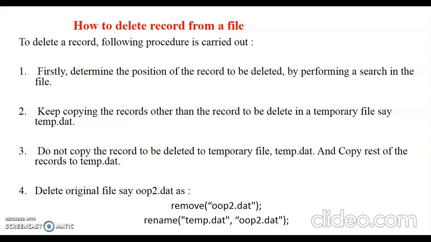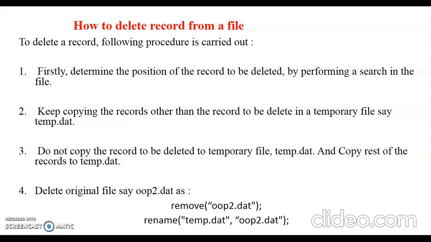And finally, let's say the original file name is OOP2. Delete this original file and rename temp.dat to OOP.dat. So what I said: first you need to know which record you want to delete. Then you should create a temporary file. Copy all records other than the record which you want to delete to the temporary file, and then just remove the original file and rename the temporary file with the original file name.